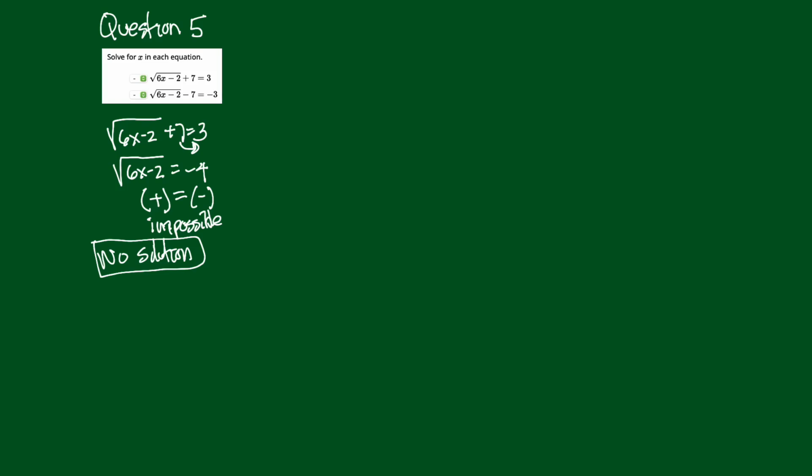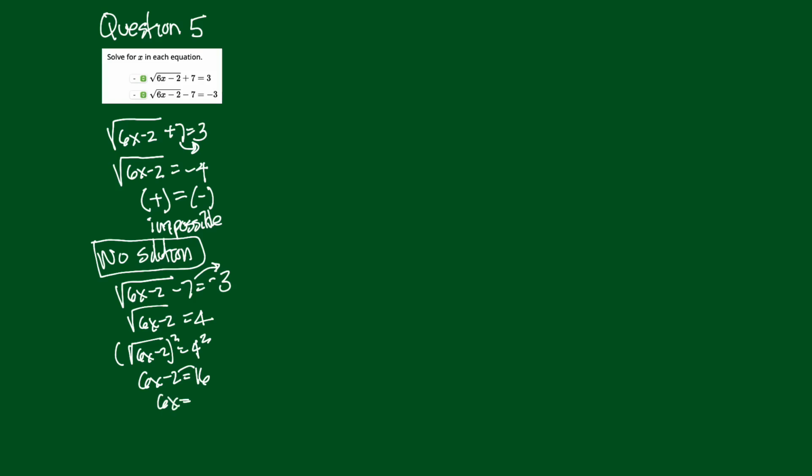Let's try the second one. Now the second one is going to give us this: square root 6x minus 2, minus 7 equals negative 3. So we'll get square root of 6x minus 2 equals, now add the 7, positive 7 plus negative 3 is 4. Okay, now you can see what's going to happen here. You square both sides, and you get 6x minus 2 equals 16. Add the 2, we'll get 6x equals 18. x equals 3, we think.